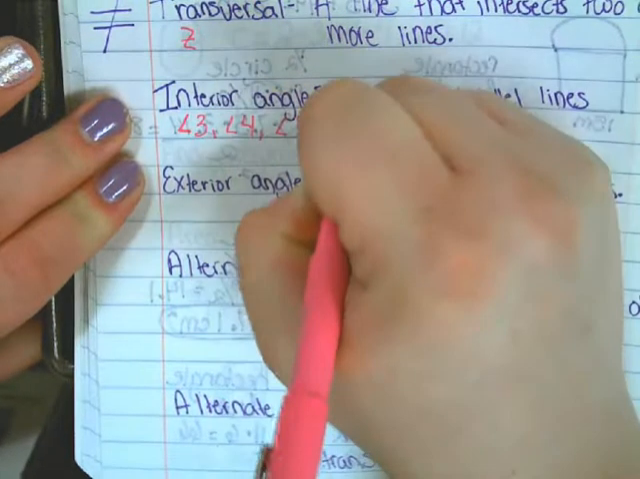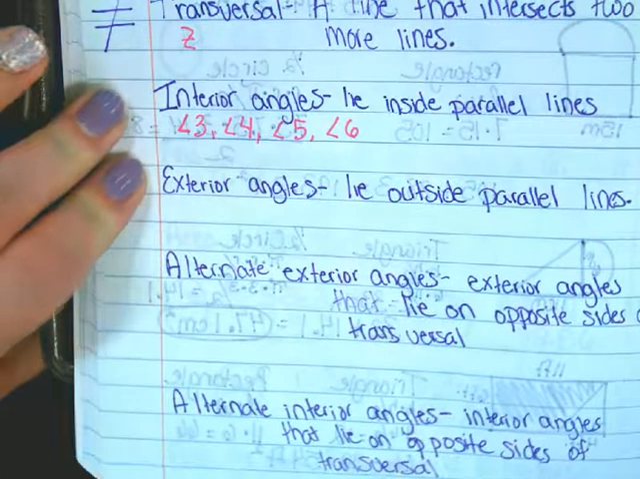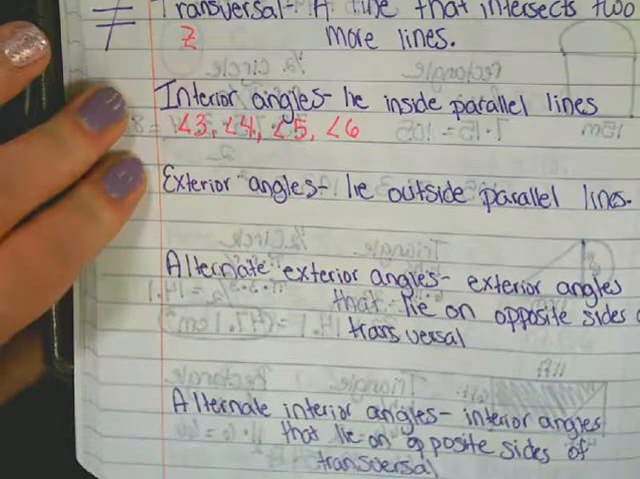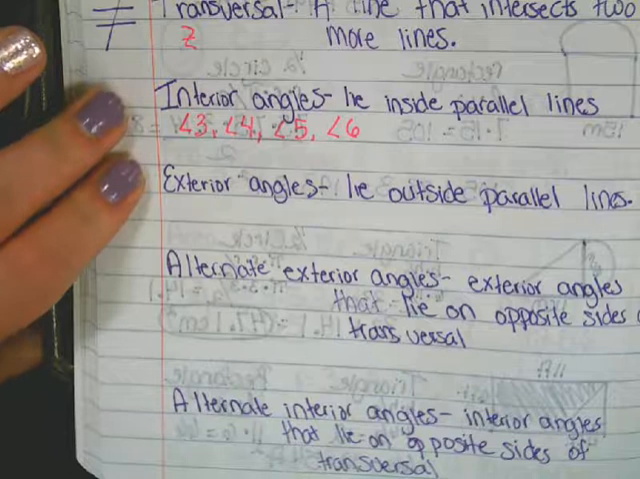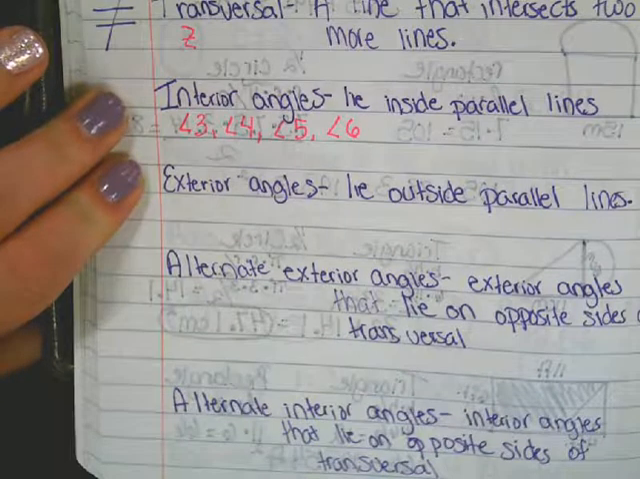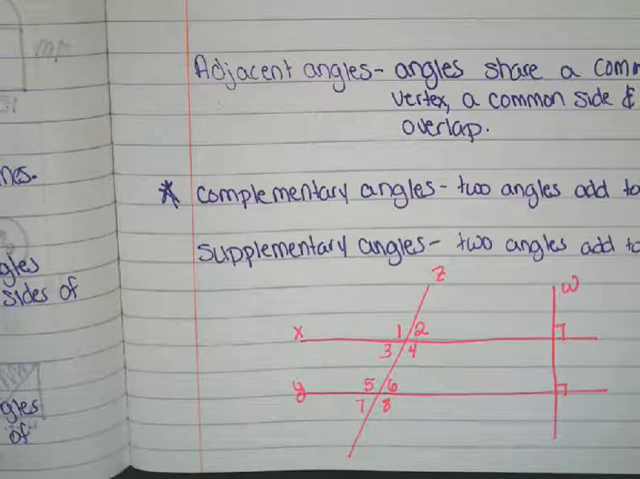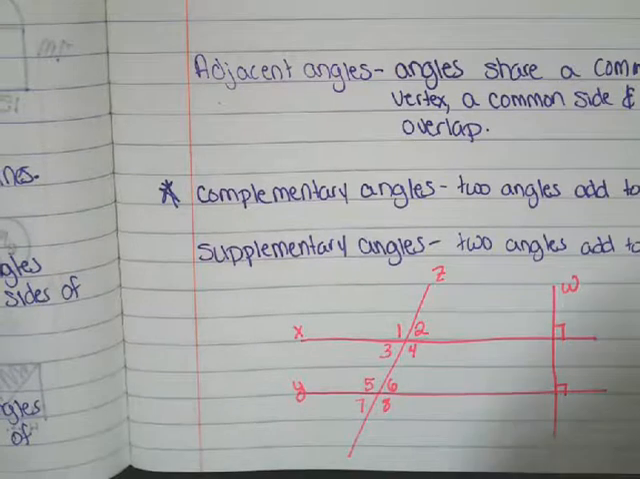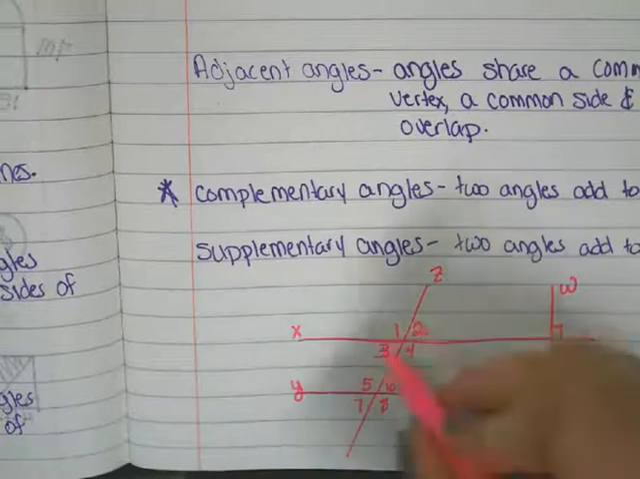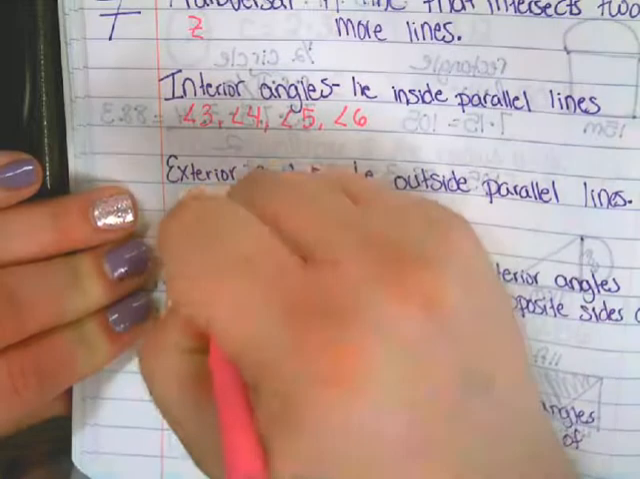Okay, so let's look back at the picture. Now we need exterior angles. Exterior means I'm lying outside the parallel lines. So what angles fall outside the parallel lines? 1, 2, 7, 8, because there are my parallels. Outside of them, 1, 2, 7, 8. So again, angle 1, angle 2, angle 7, angle 8. You've now completed questions 1 through 5 on your project.